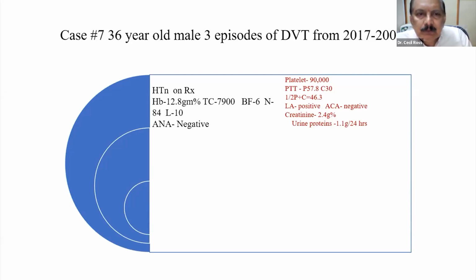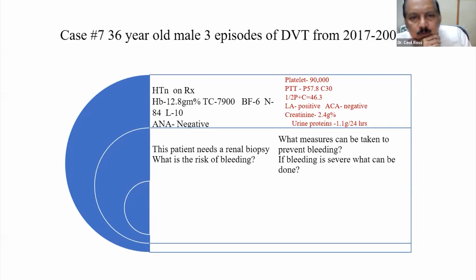This is the scenario. All right. This patient needs a renal biopsy. What is the risk of bleeding in this patient? What measures do you have to take to prevent bleeding? And if the bleeding is severe, what can be done? Anybody? See, there is no right answer. This is the thing that you will get normally as a consultant, as a PG resident. So you have to know what decisions to take. Your nephrology resident will call you saying these are the values.